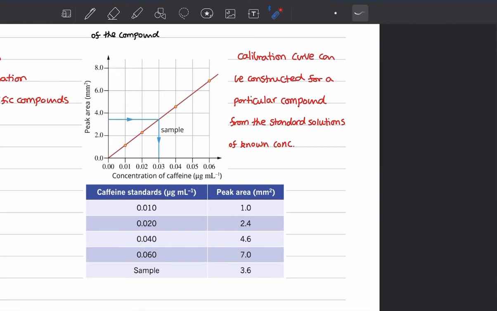And then we can use this calibration curve generated from our standard solution to predict the concentration of a particular substance in the mixture, since from the chromatogram we would already be able to calculate the peak area. So you can think of it sort of as using the y value to predict the x value like this.